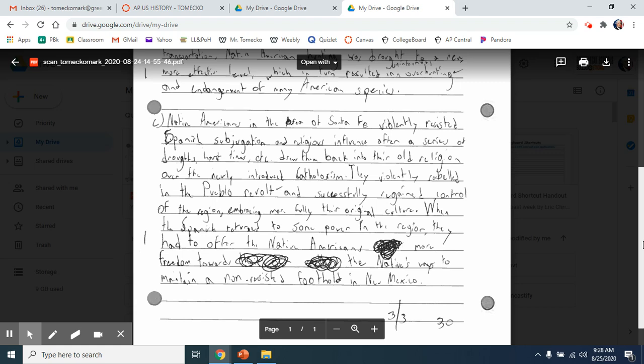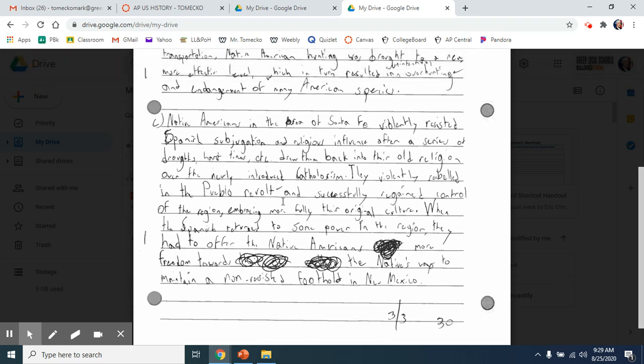He goes on, when the Spanish returned to some power in the region, they had to offer the Native Americans more freedom towards the natives' ways to maintain a, I can't make that word out right now, non-something foothold in New Mexico. Okay, but he's going on as to why this is significant long-term effects. Excellent in all regards. Like I said, he probably had that point right around the middle here, that they basically violently resisted conversion, and his specific reference of the Pueblo Revolt guaranteed it.